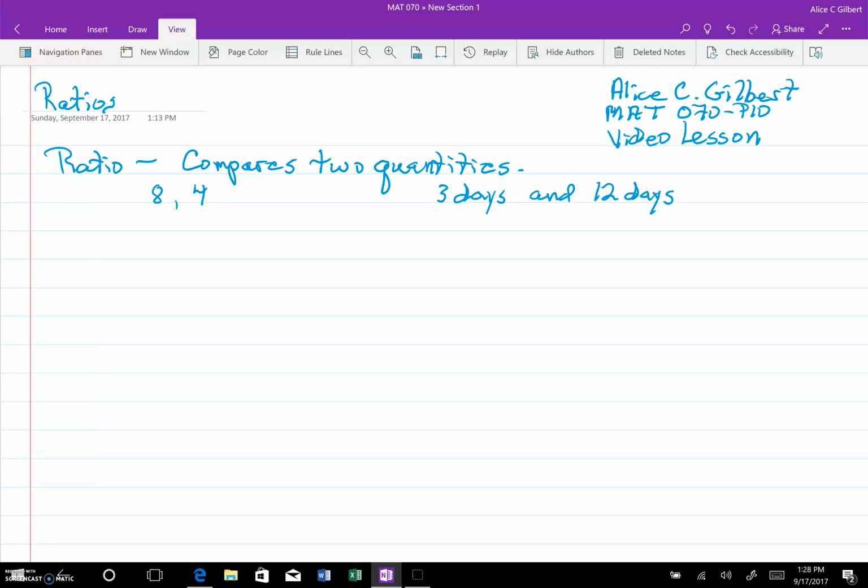Ratios help us to see important relationships between things. Okay.